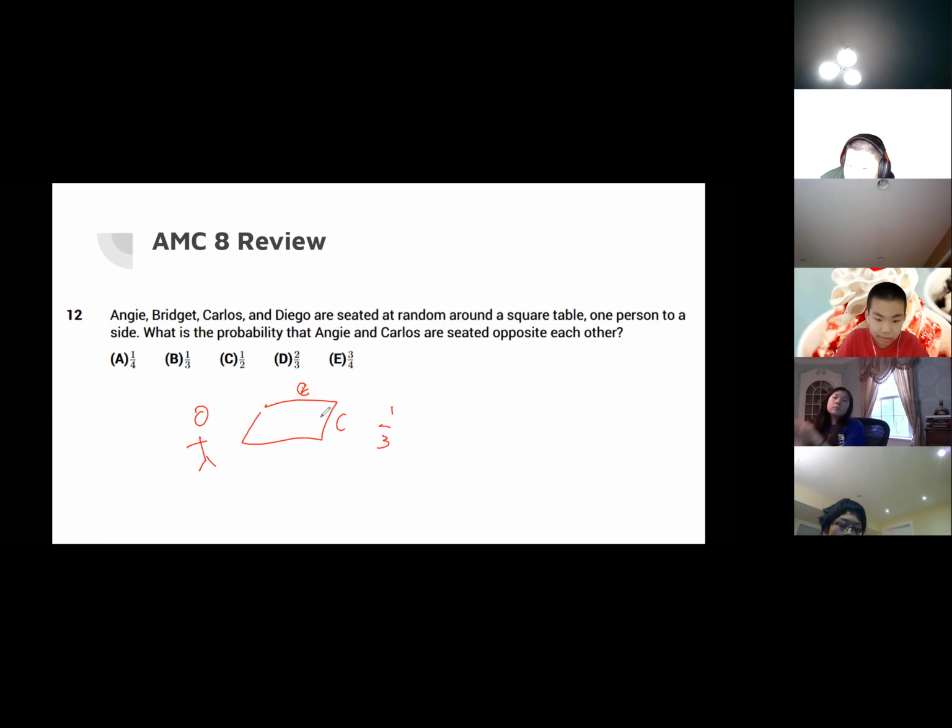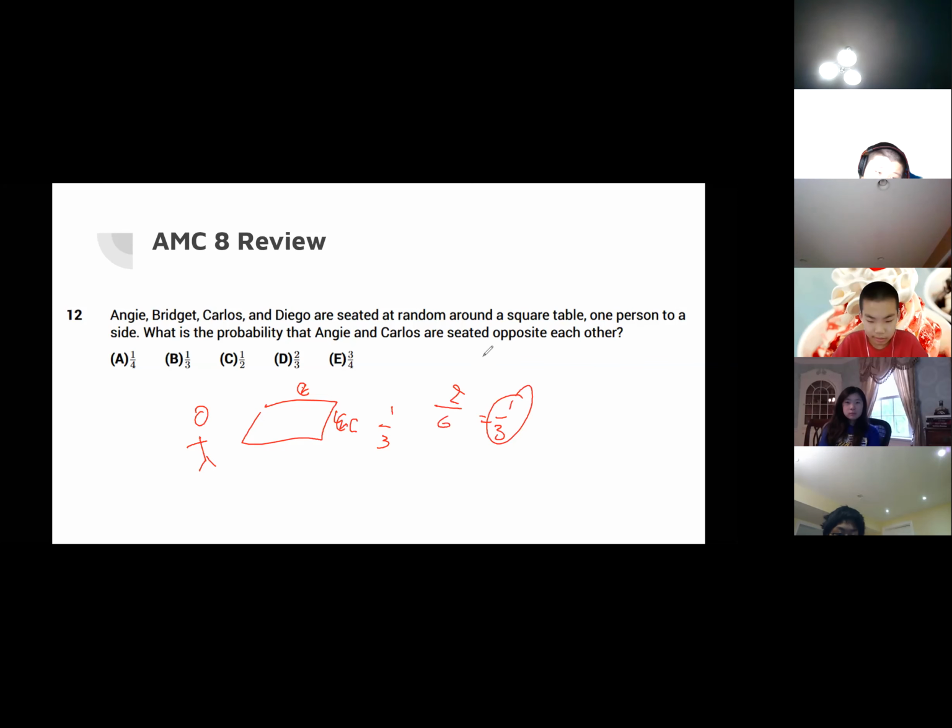Alternatively, if you're not satisfied with that, you can actually calculate this. If you consider Angie as sitting on the left, then there are 6 total possibilities to seat the rest of them, which is just 3 factorial. And if Carlos is sitting opposite, there are 2 factorial ways. So you get 2 divided by 6, which is 1/3. So either way, you get 1/3.